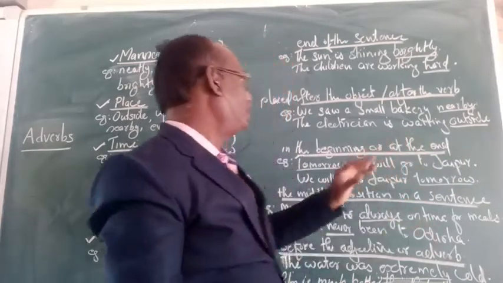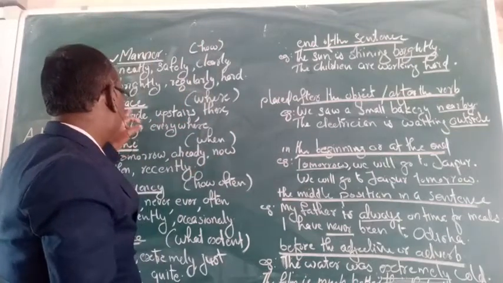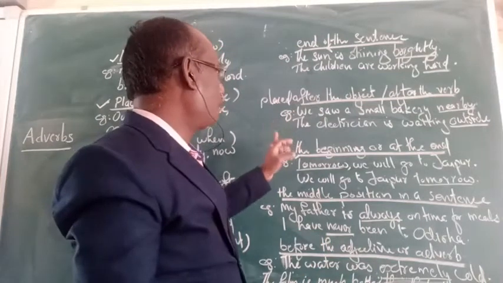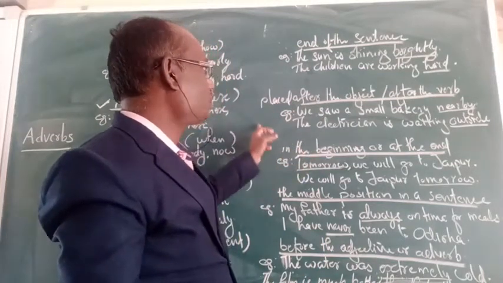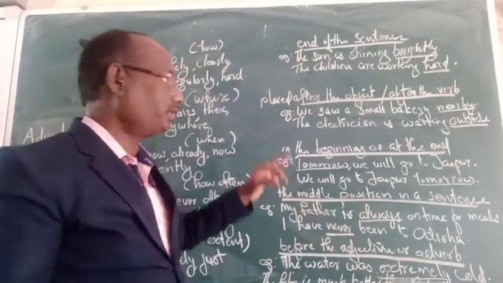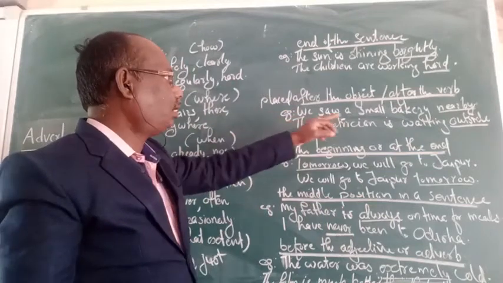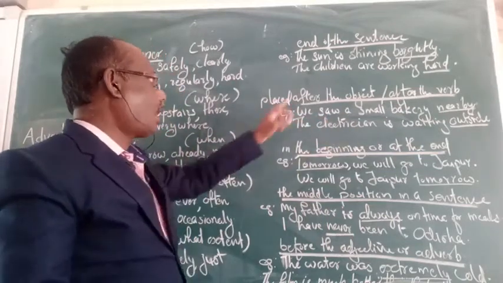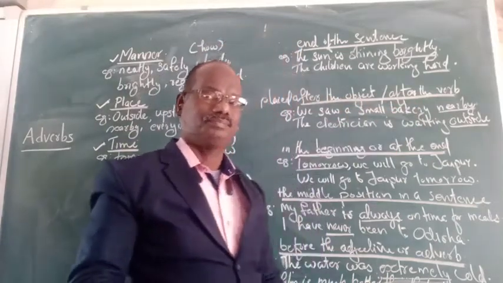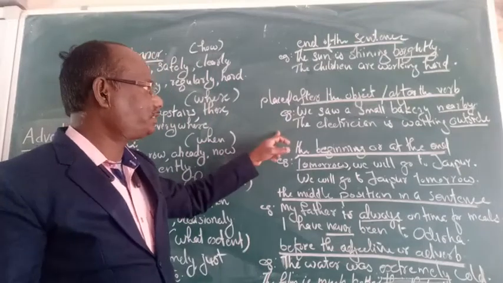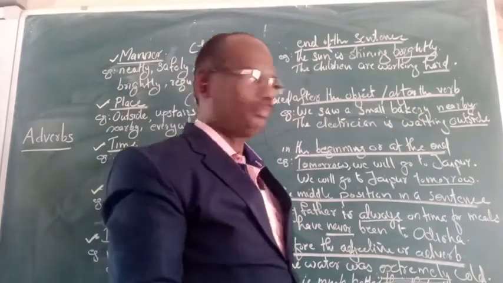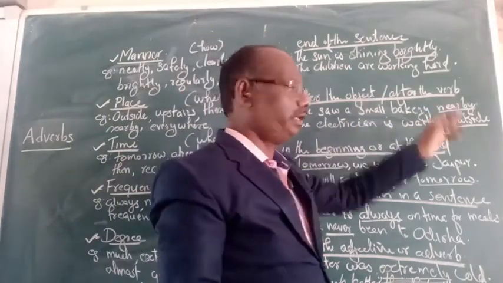Understood? Now, we can see where we are going to place the adverb of place. The position of the adverb of place, we place it after the object or after the verb. In a sentence, we place the adverb of place after the object or after the verb. You can see the example here. We saw a small bakery nearby.